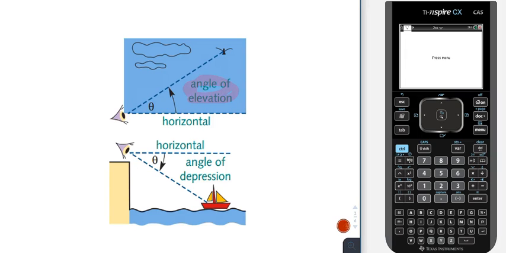So, the angle of elevation, think of it as an elevator, so it's going up. If you're on ground level, i.e. horizontal, you're looking at the angle that's up from that. So theta here is an angle of elevation.